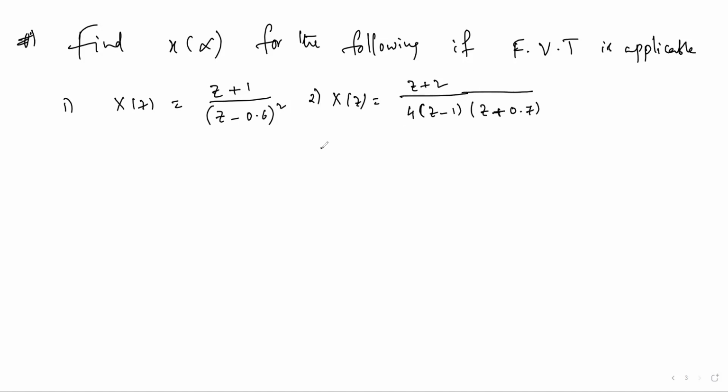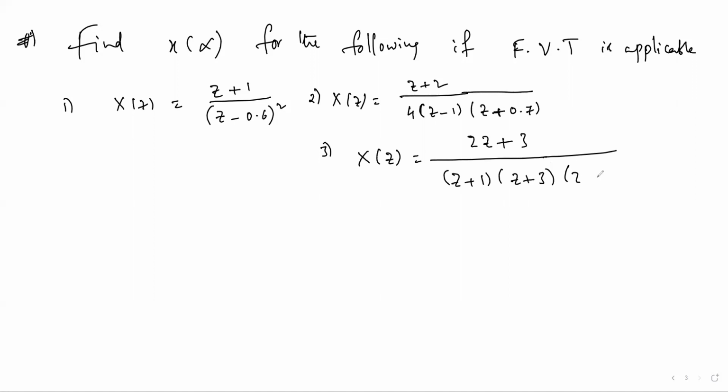Next, third one, X(z) is (2z plus 3) divided by (z plus 1)(z plus 3)(z minus 1).